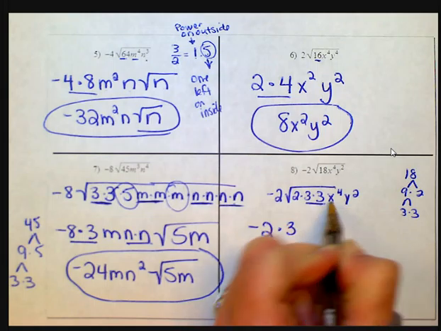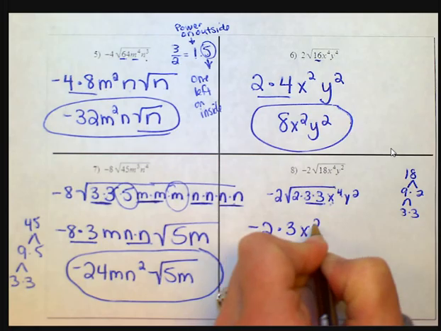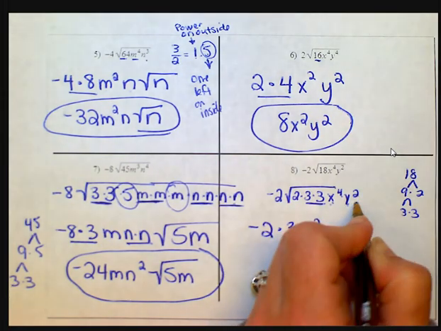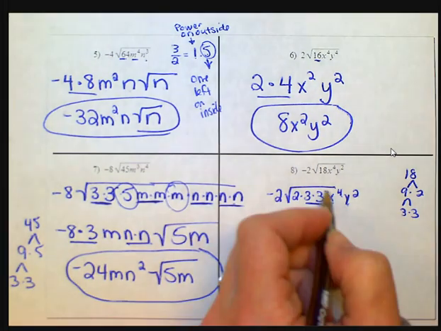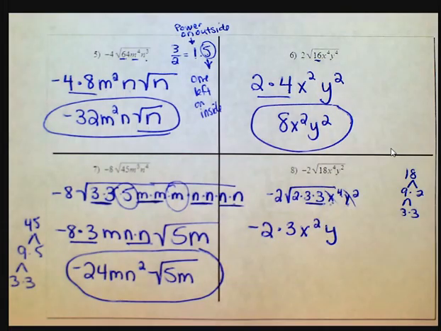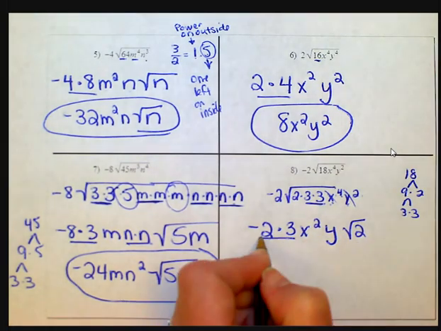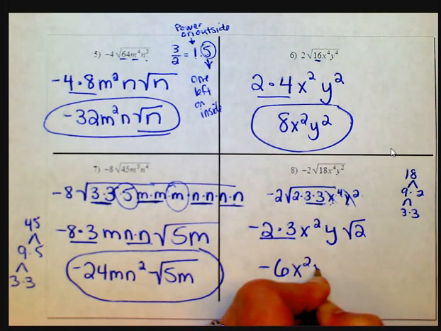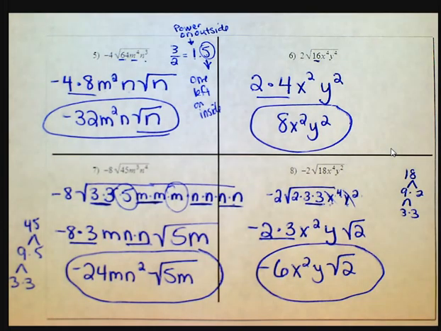Perfect square variables, so the square root of x to the 4th, I divide the power by 2, will give me x squared. And the square root of y squared, 2 divided by 2 is 1, so I'll just bring out 1y. So I took care of the x to the 4th and the y squared by dividing the powers by 2, and then I'm just left with a 2 on the inside. Now all I have to do is simplify negative 2 times 3, which is negative 6, x squared y, square root of 2, as my final answer.